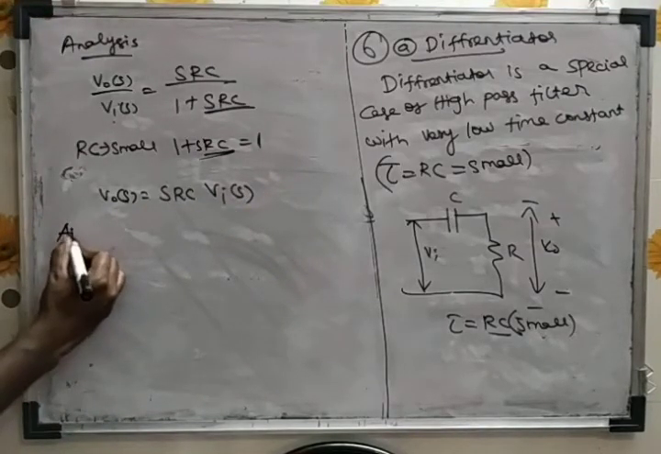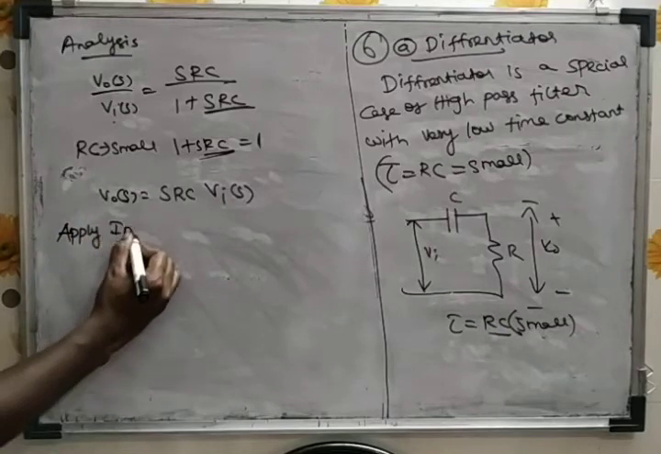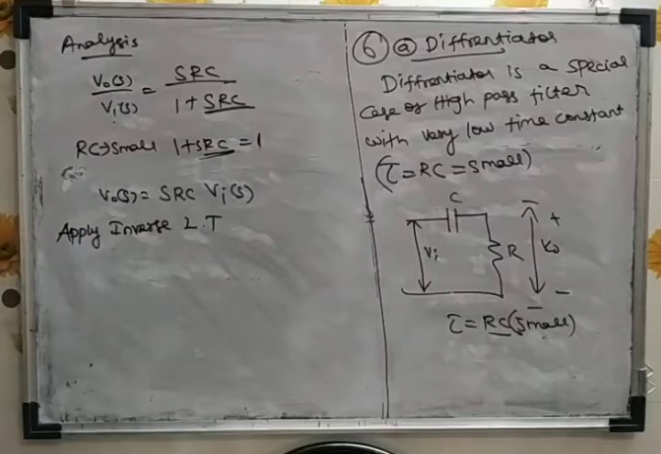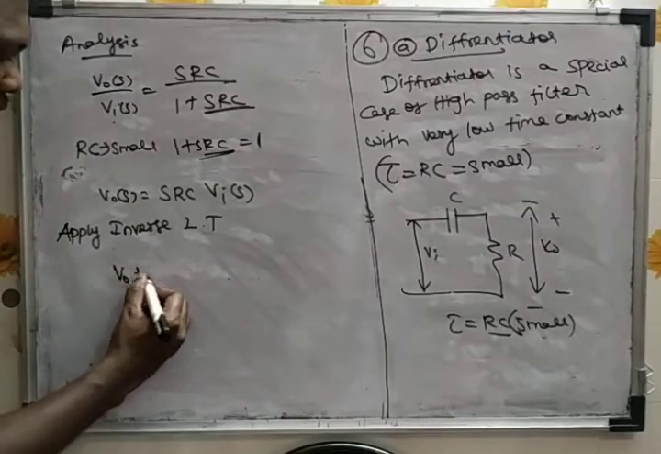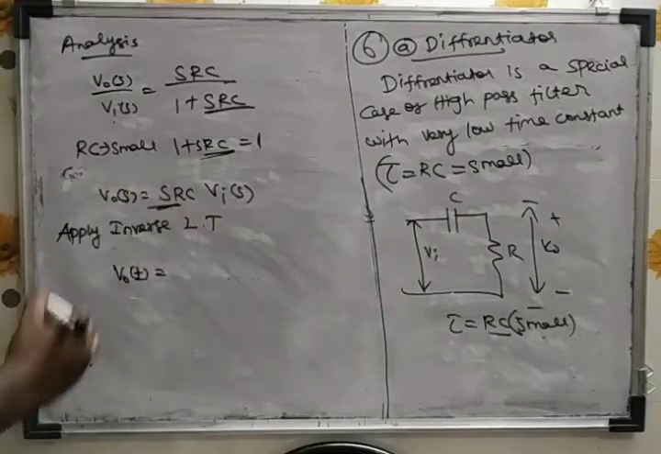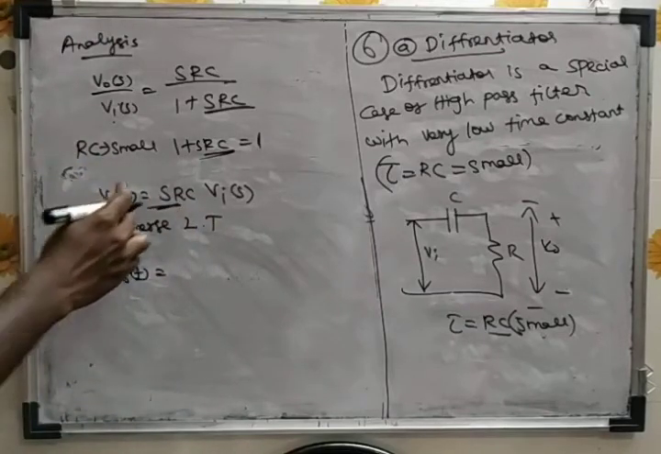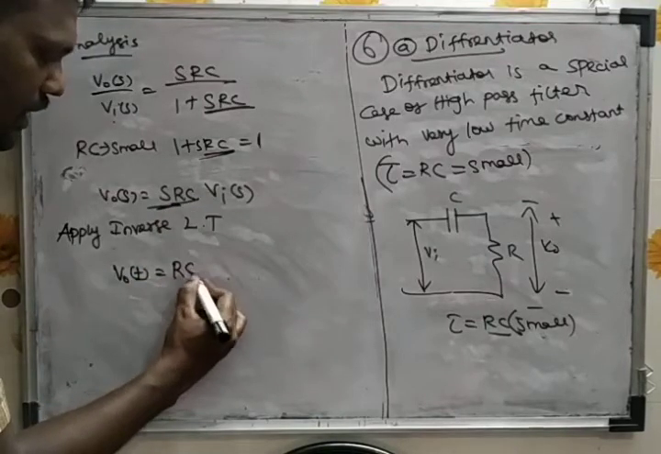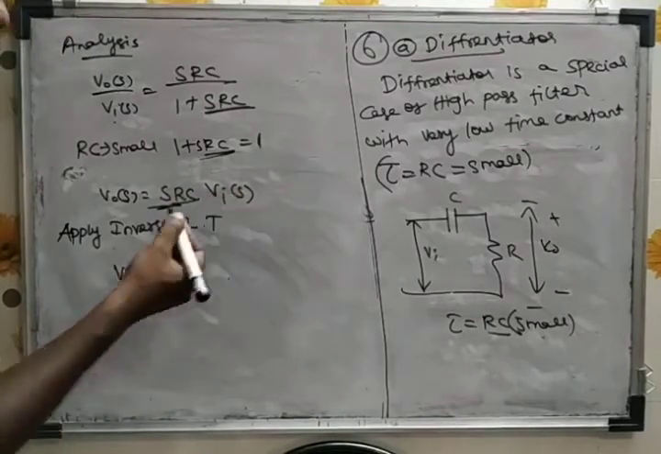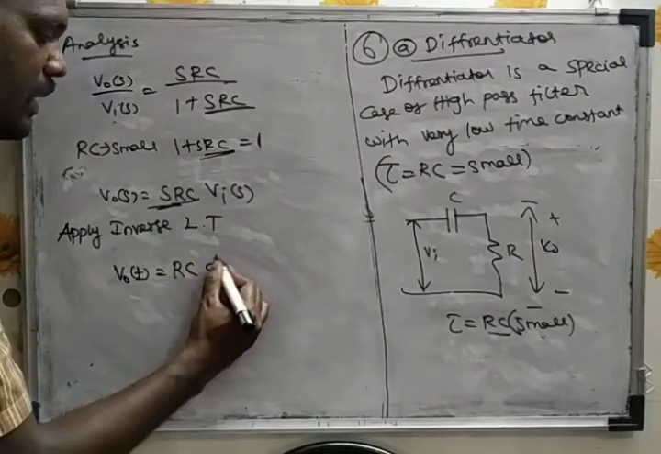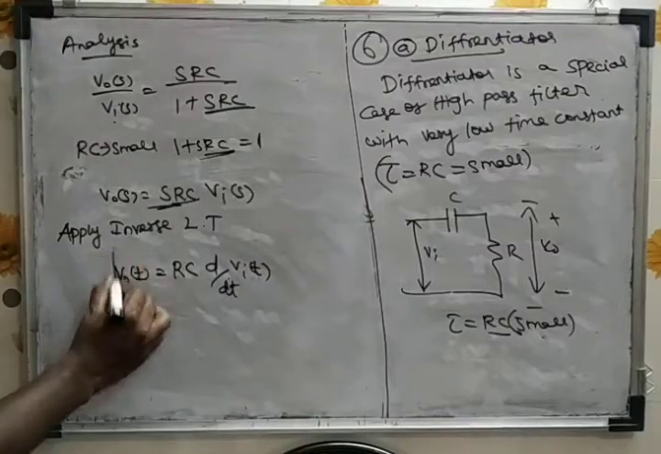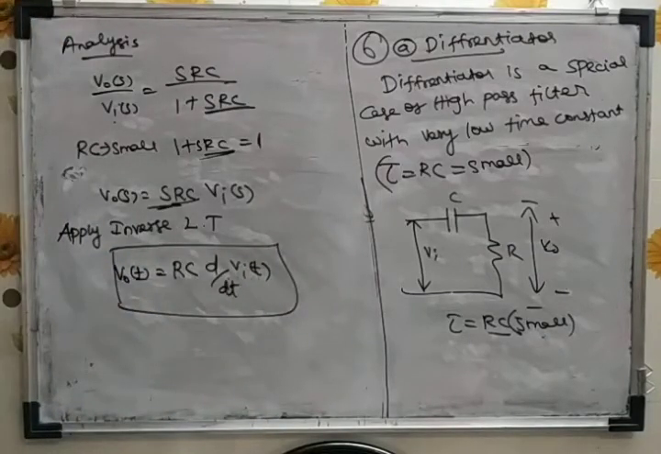So apply the inverse Laplace transform. You will get V naught of t equal to RC, which is constant, so I am taking it outside, times S into VI of S, which in the time domain we can write as d by dt of VI of t.